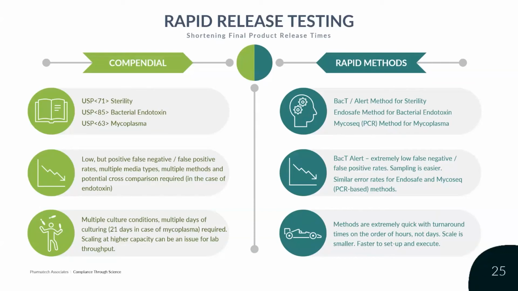So the MycoSeq method is much quicker than 21 days. BacT-Alert is much quicker than the multiple days of incubation time. And then ultimately these can scale as well, because if you think about how many samples I have to culture in the compendial methods, that can also continuously add to your footprint. So if you're really trying to scale as an early phase organization, that becomes really difficult in those cases.